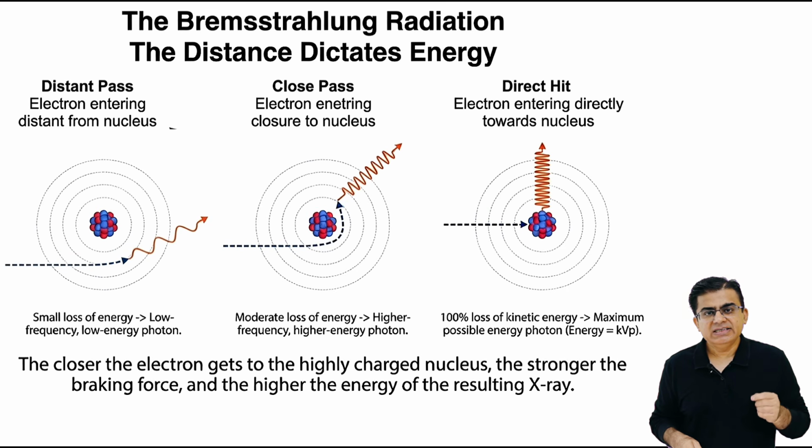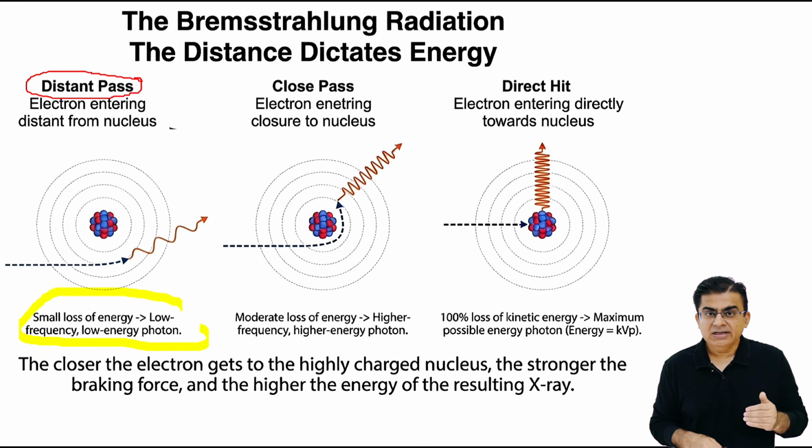Let me summarize these three specific scenarios of Bremsstrahlung radiation production for you. These three scenarios are so critical for your clinical foundation that I will teach them to you twice. Please direct your attention to the diagram currently on your screen. See, first scenario, we can call it a distant pass. When a high-speed electron travels far away from the positive nucleus, it loses only a small amount of kinetic energy. This produces a low frequency and low energy photon.